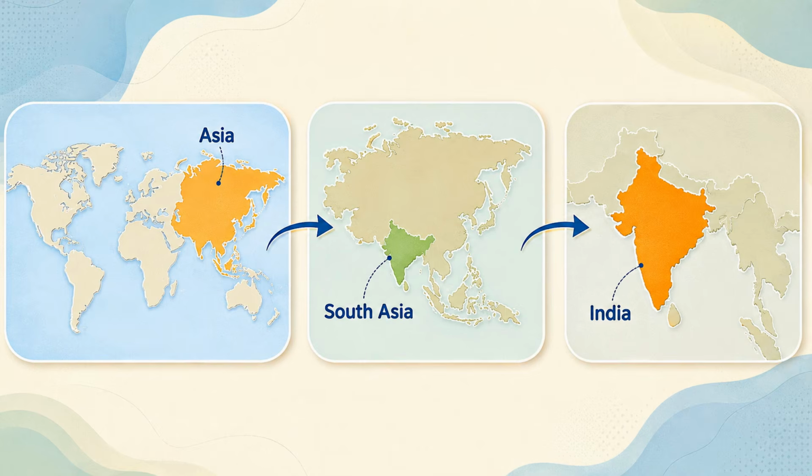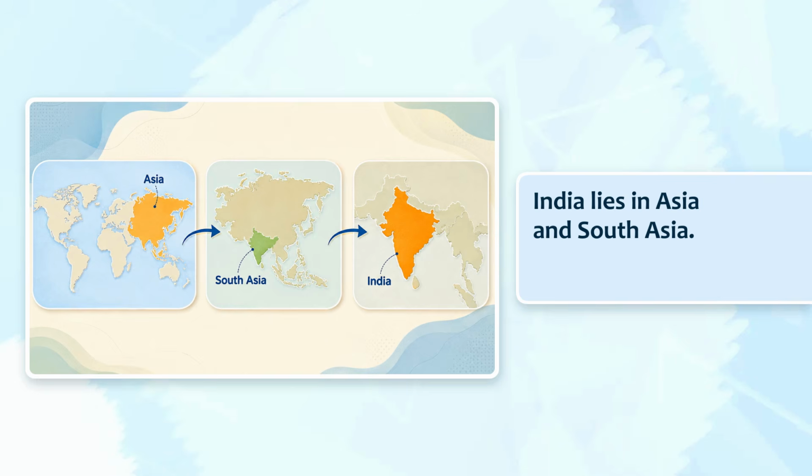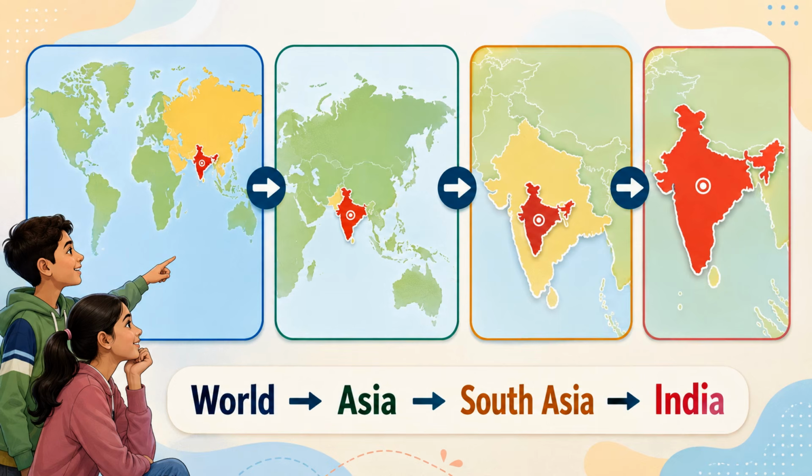The world map places India in Asia, and the closer view places it within the southern Asian region called South Asia. Follow the map from the larger area to the smaller one. India lies in Asia and South Asia. The continent is the larger location, and the region gives a closer location. Start with the world, narrow to Asia, and then to South Asia. The map changes scale, but India's location stays the same, so both descriptions are correct.